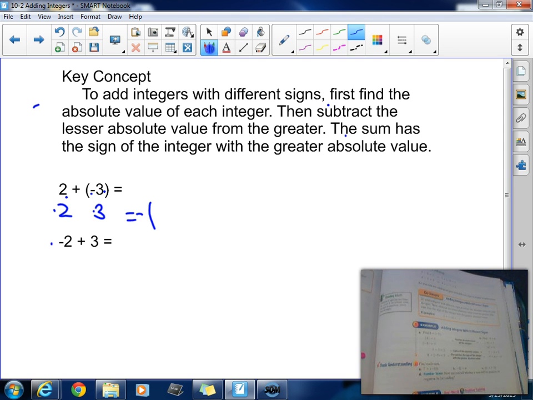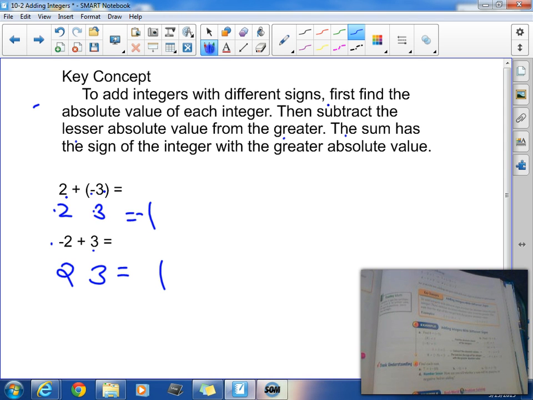I have negative 2 plus 3. So I'm going to find the absolute value first. The absolute value of this is going to be 2. The absolute value of this is going to be 3. I'm going to do the exact same thing. I'm going to subtract the absolute values. Subtract the lesser from the greater. So it's 3 minus 2. You're going to get 1 again. But in this case, 3 is the greater absolute value, so it's going to be a positive 1. Okay? So the answer then would be positive 1 in this case, and negative 1 in this case.